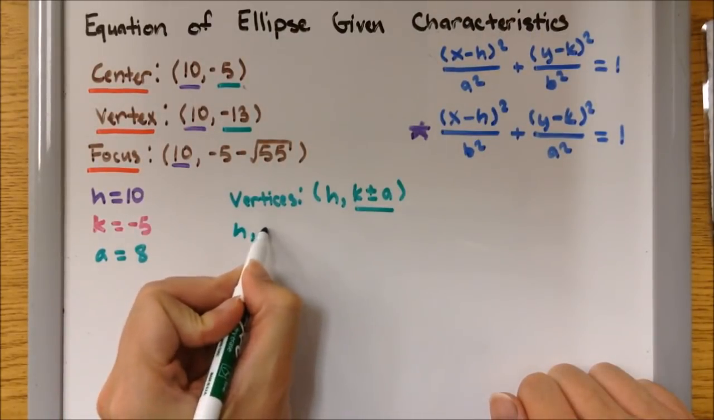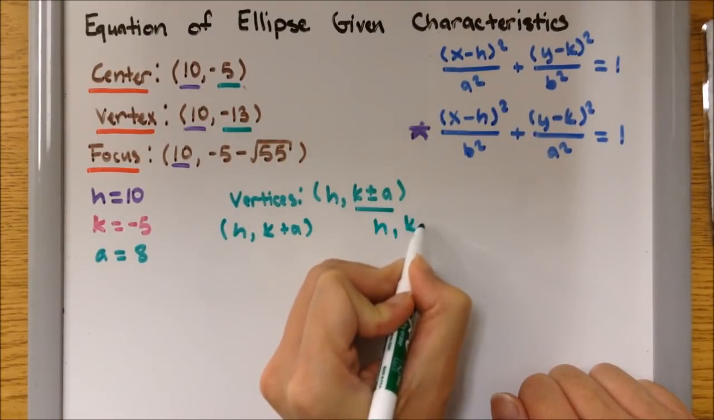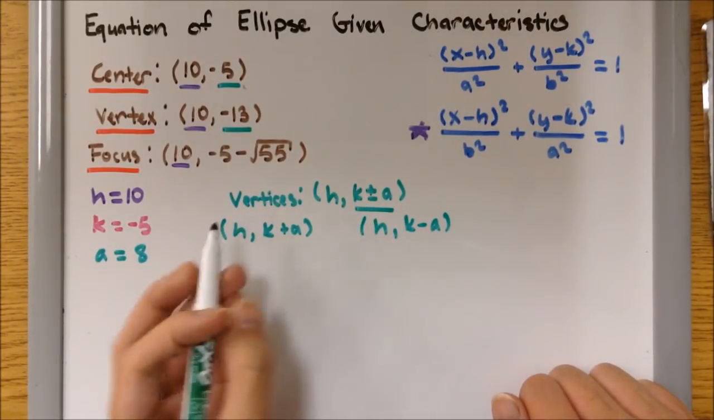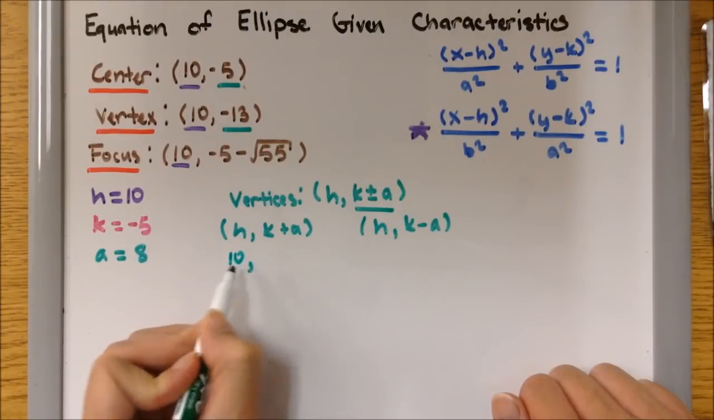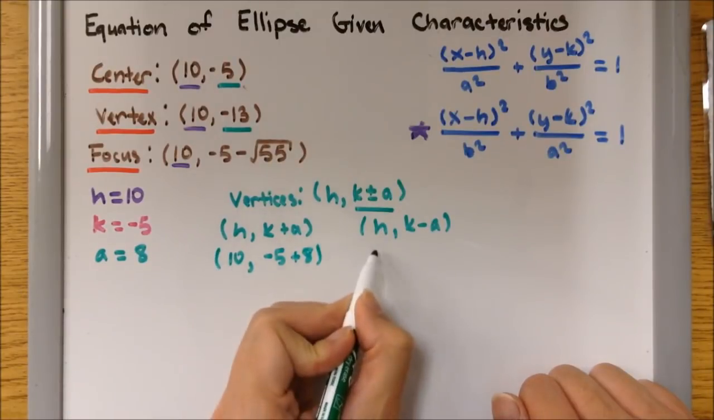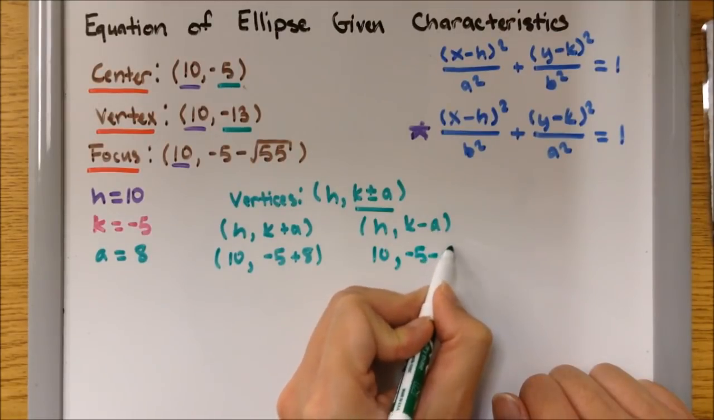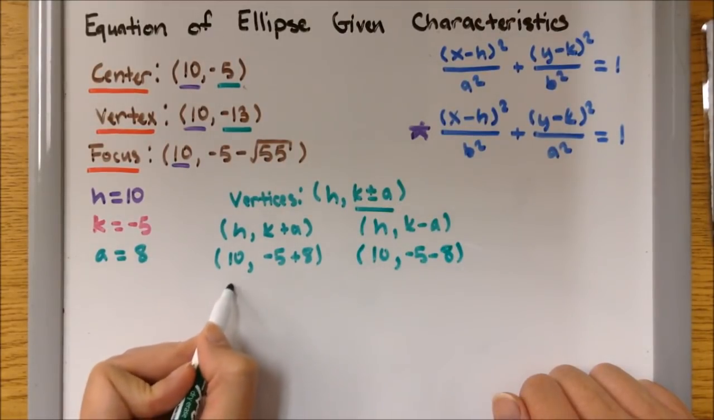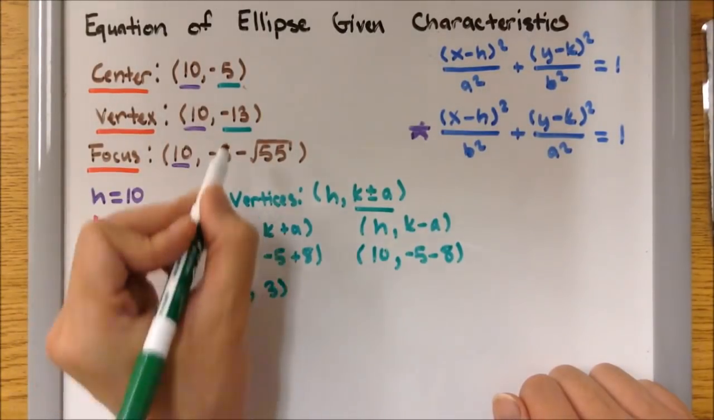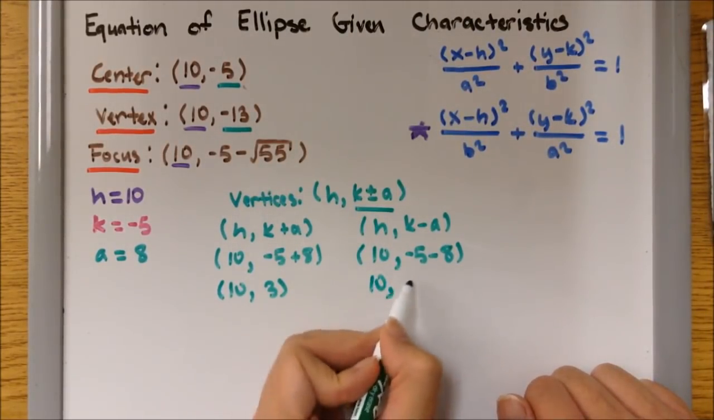So (h, k plus a) and then (h, k minus a). Here, I'm going to plug in, for the h value, 10, my k value, -5, plus my a value, which is 8. And here, (10, -5 minus my a value, which is 8). So from here, this is going to be (10, -5 plus 8), that's 3. Not the same, but let's check if this is the same. (10, -5 minus 8), that would be -13.